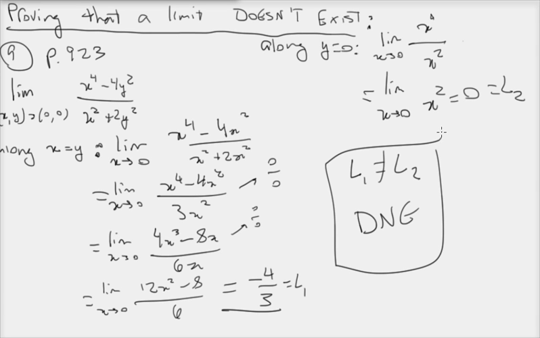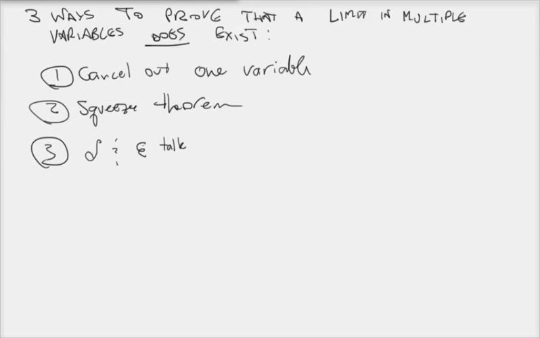And that's kind of the easiest thing to prove with limits in multiple variables. Now we're going to talk about proving that limits in multiple variables do exist. And this is a little bit more tricky, and we'll see why here. Alright, so here are our 3 ways that we can prove that a limit in multiple variables does exist.